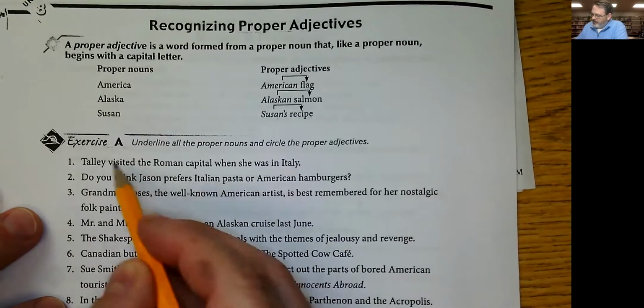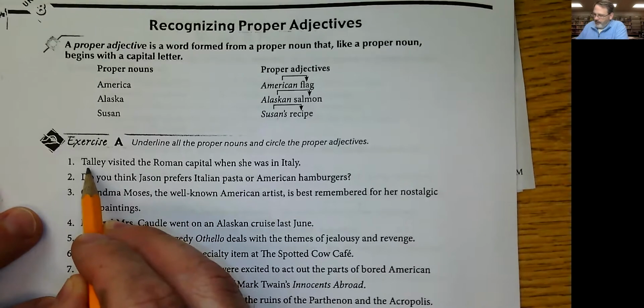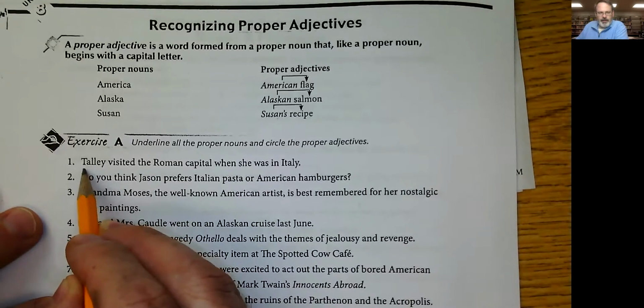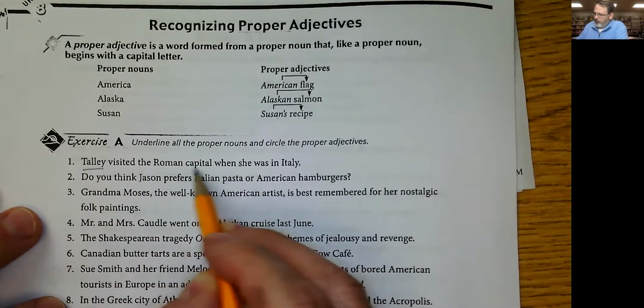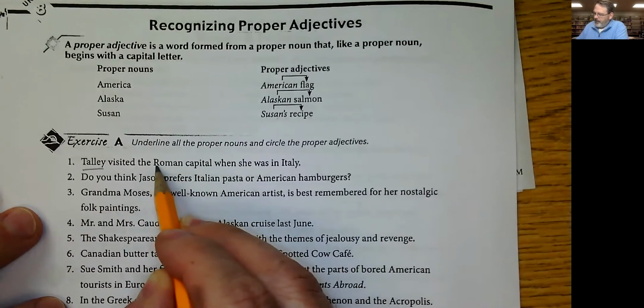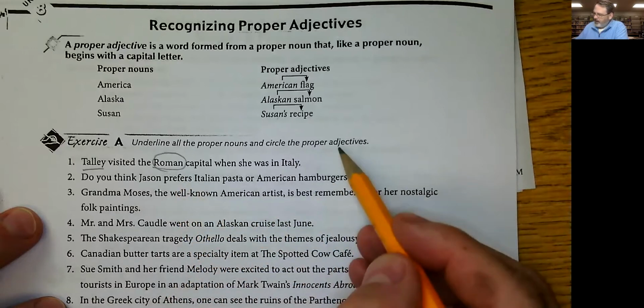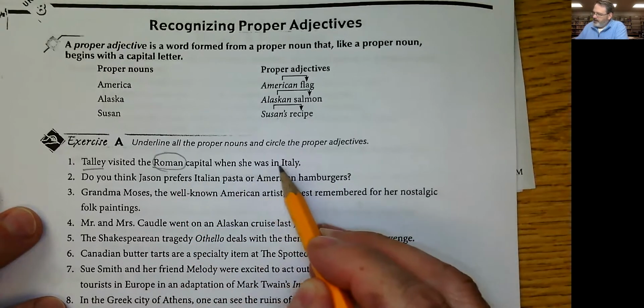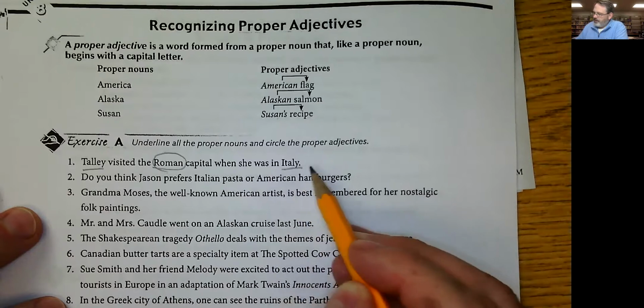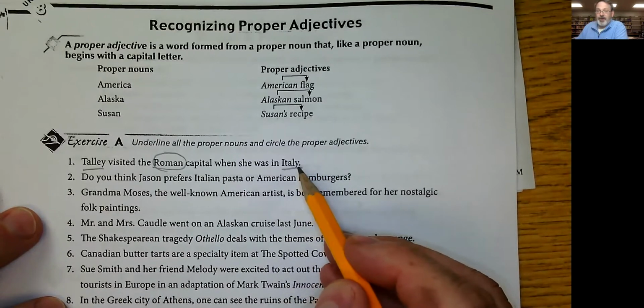Tally visited. So Tally is a proper noun, so we underline that. Visited the Roman capital. Roman describes capital, so we circle proper adjectives. Italy, when she was in Italy. Object of preposition, we underline it because objects of prepositions are always nouns.